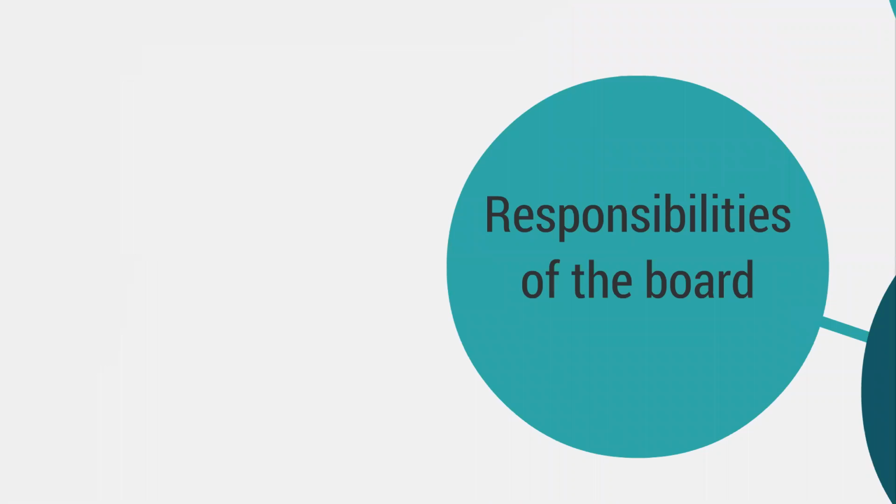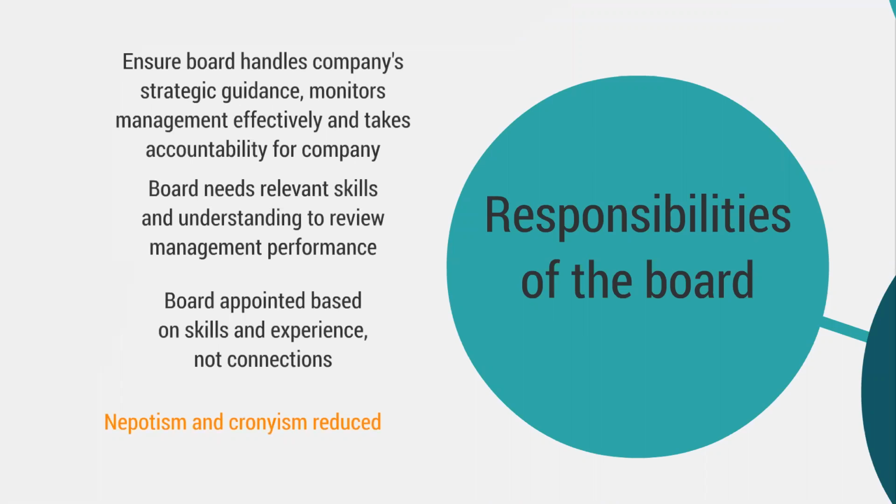And here, the corporate governance framework should make sure that the board handles the strategic guidance of the company, the effective monitoring of management, and takes accountability for the company on behalf of the shareholders. And to do this, the board has to have sufficient and relevant skills and understanding so they can review and challenge the performance of the management in the organization. To do this, they also have to be of adequate size and appropriate levels of independence and commitment.